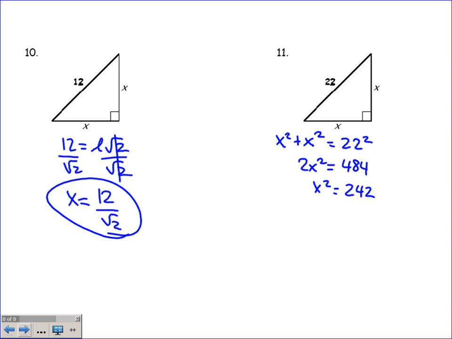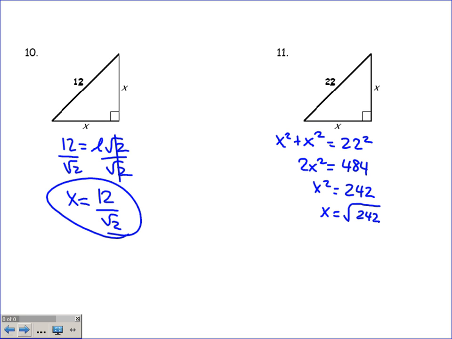You'd have to take the square root of that. This would be a mess. 242, and we'd probably get some crazy answer. And it would work. What's that? 11 square root of 2? Okay, this is the long way. It's not the way that I would do this.